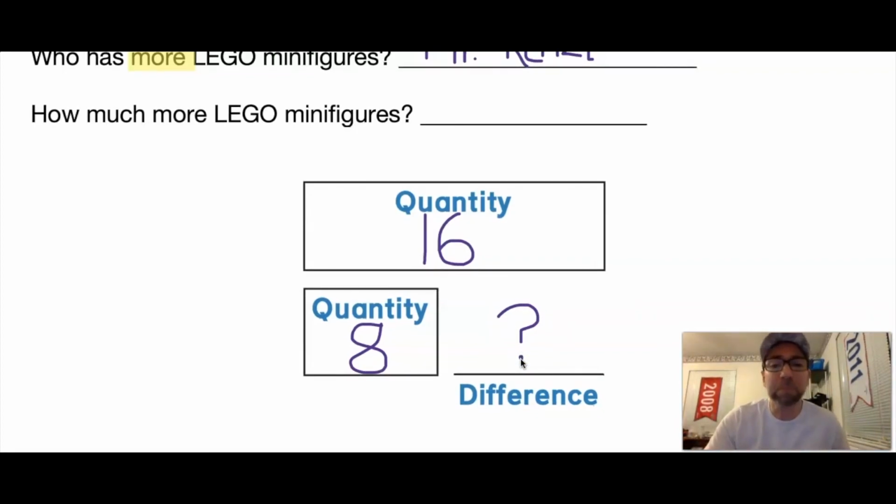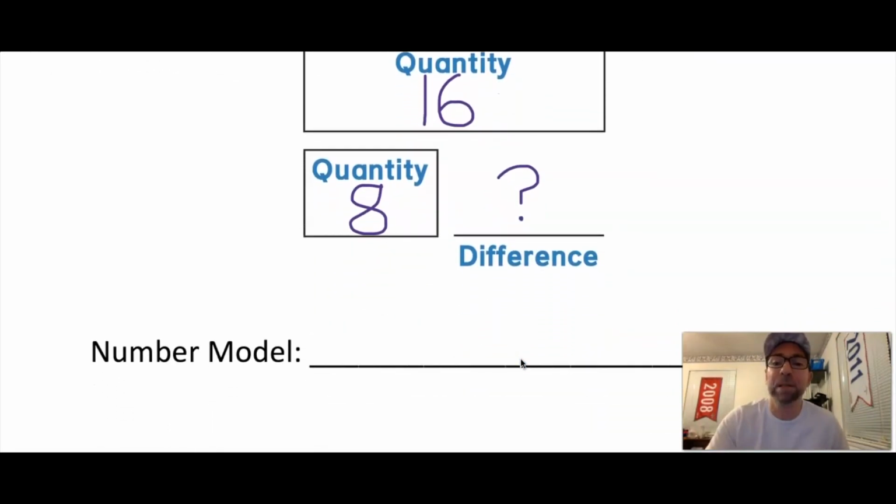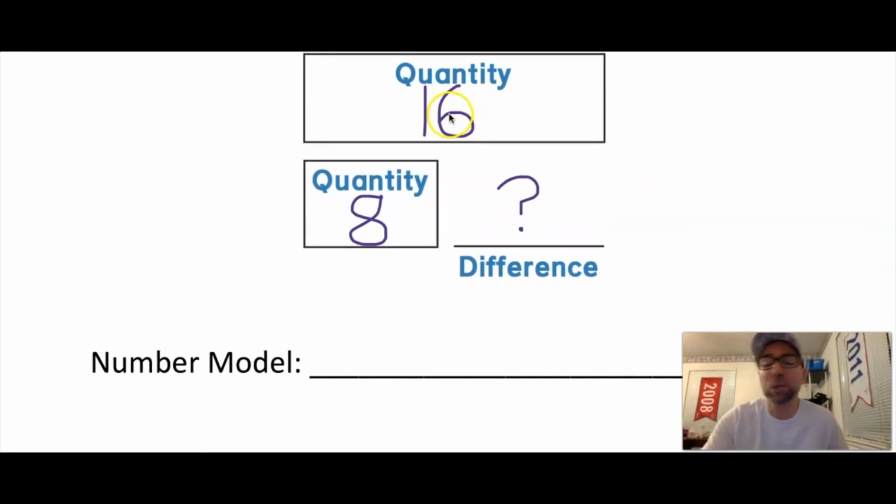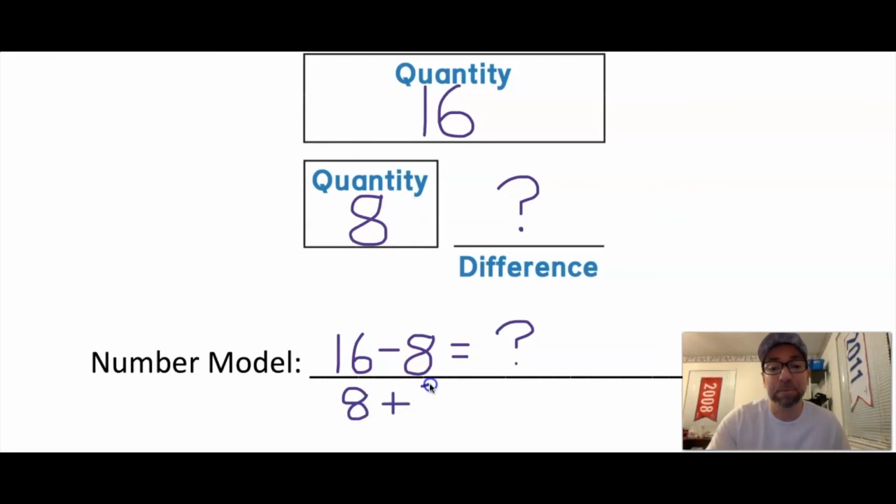Now remember, there's a couple different ways that we can solve this problem. We can have the number model for subtraction. We could start at the top, start with our biggest number, 16. We could count back 8, and we will get the difference. How much more? So that's one way we can do it. The other way is we can create an addition problem by starting with our smaller number. We can count up until we get to the bigger quantity. So either number model will get us the same answer.